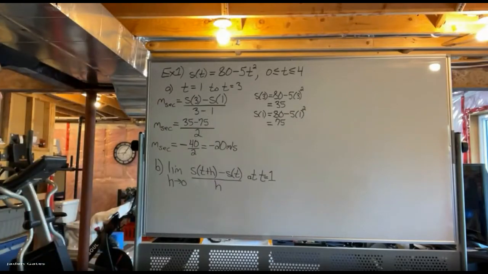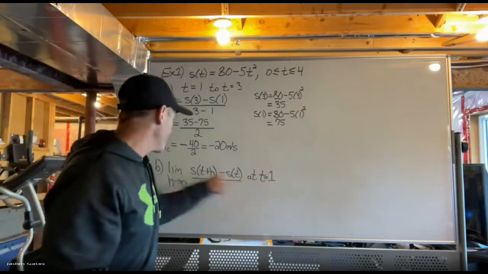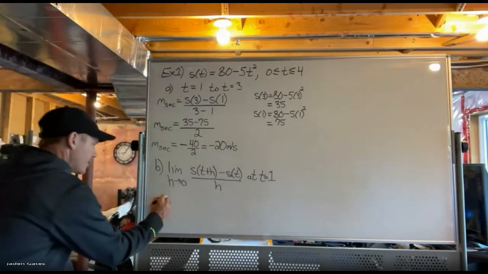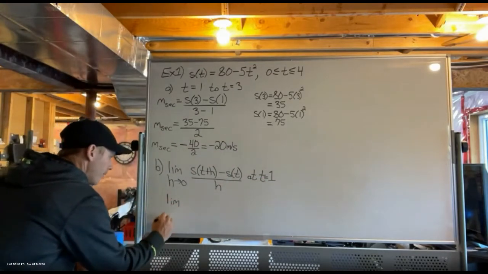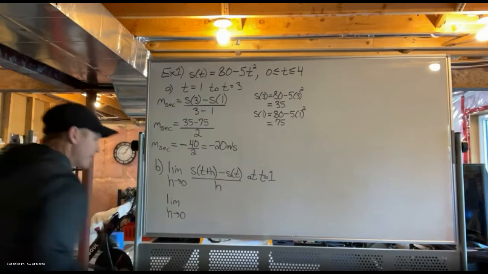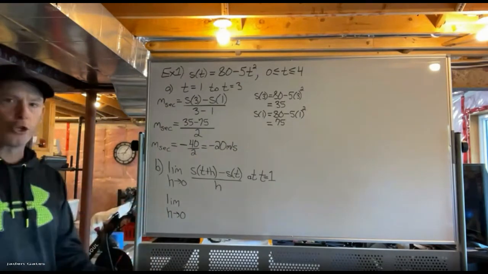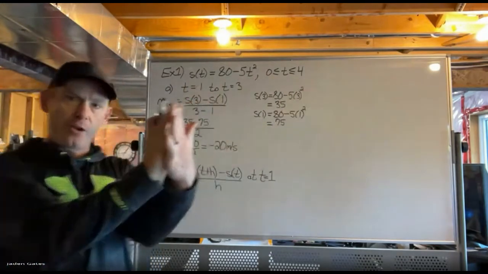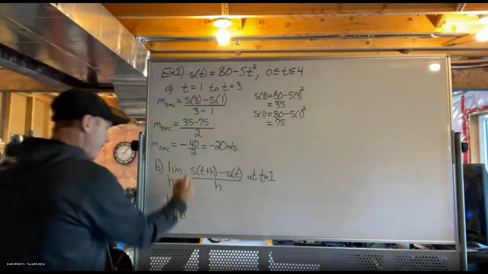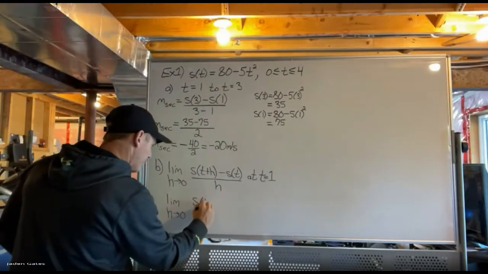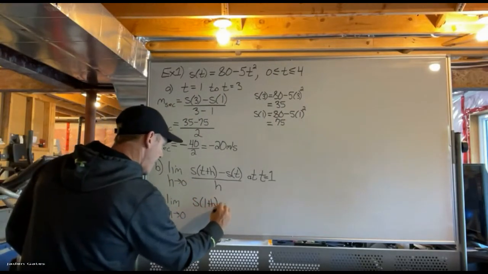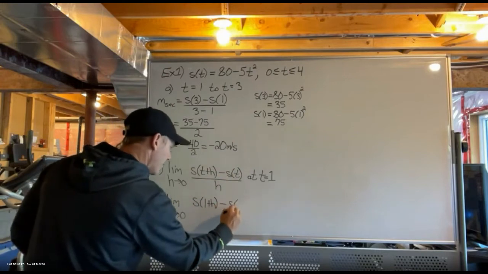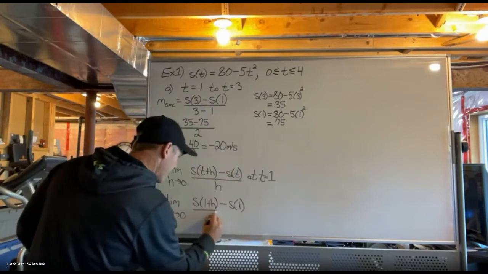All right, so now, all I'm going to do here is put a 1 in for t. Nothing crazy. So as finding the limit as I push those 2 points together, I have s of 1 plus h minus s of 1. And again, we have h.